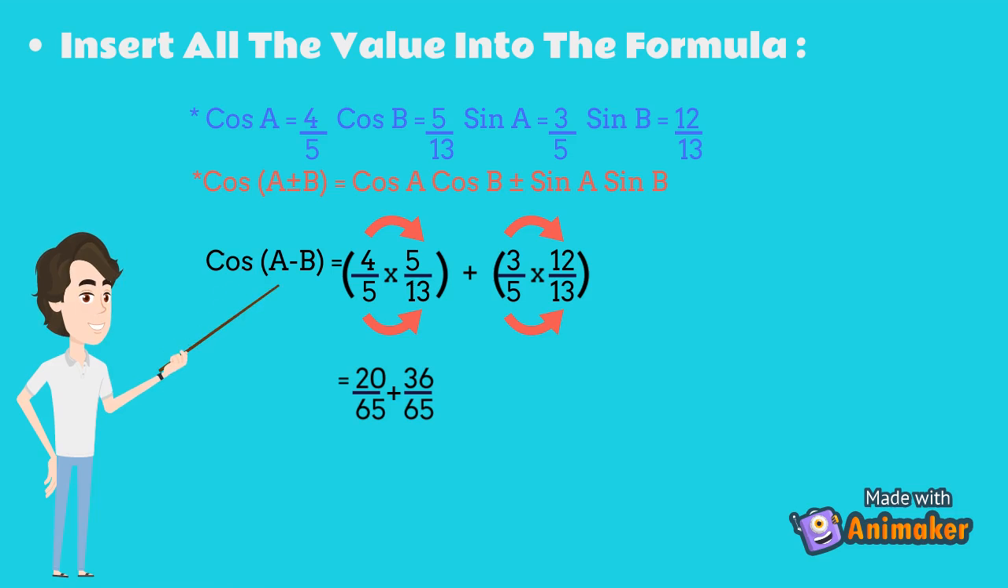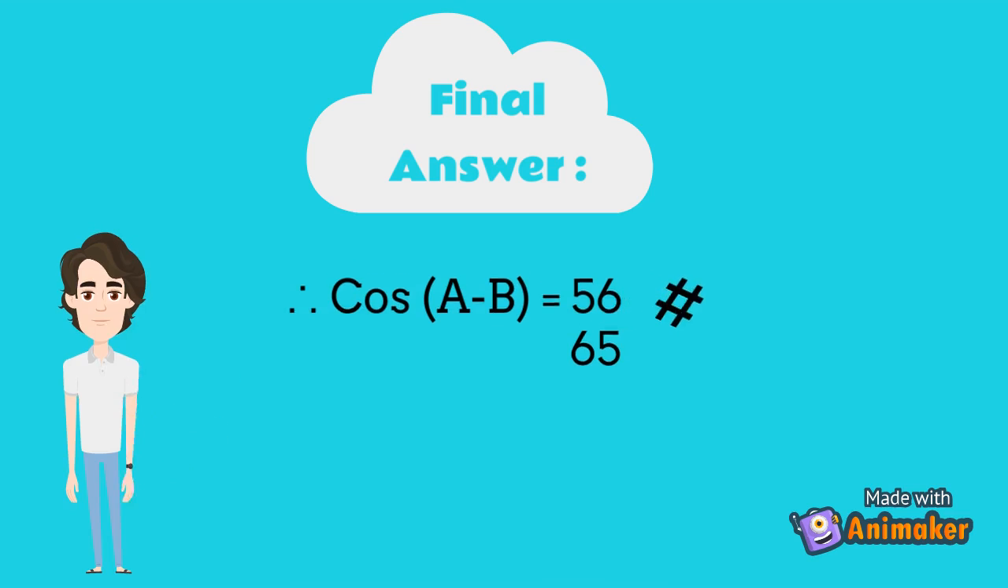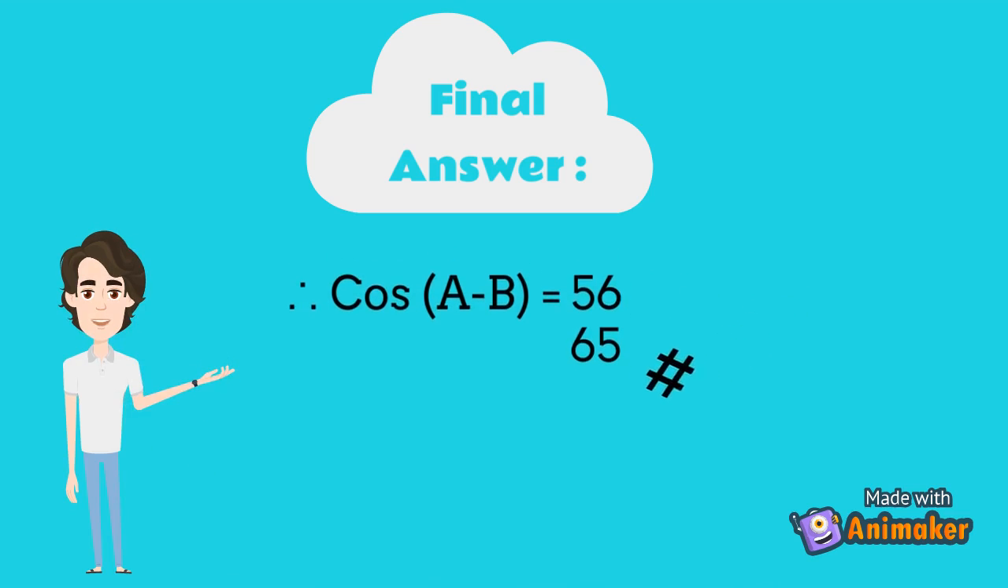As you can see, the denominators are the same, so you can do the plus operation directly. So 20 plus 36 over 65 equals 56 over 65. So the final answer is cosine(A minus B) equals 56 over 65.